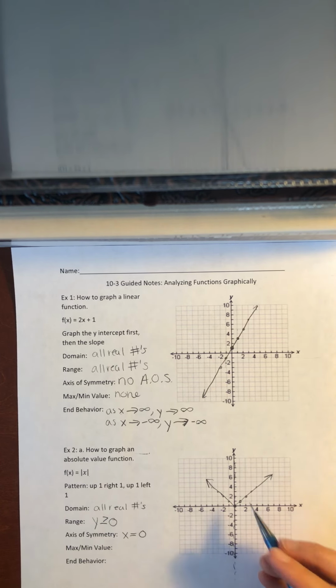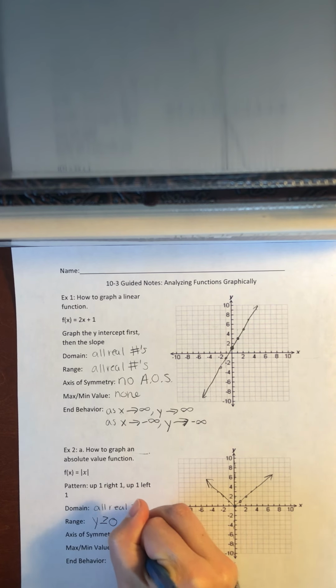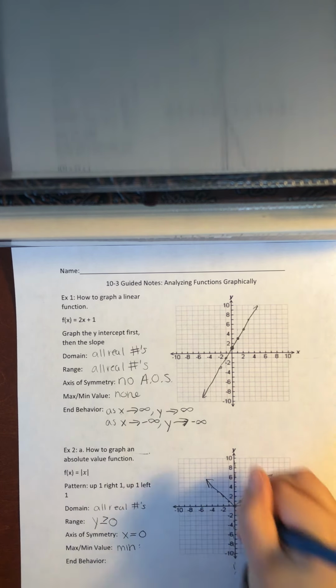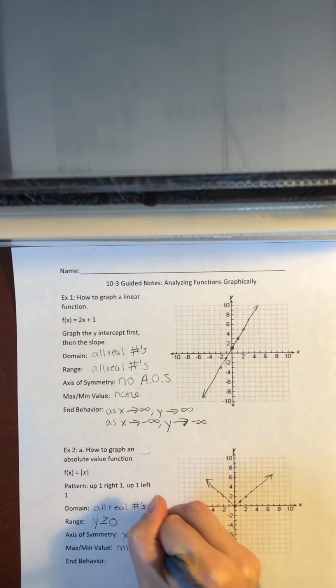Minimum or maximum value. We do have a minimum value here. We have a lowest point, no maximum value. We have a minimum at 0, 0.